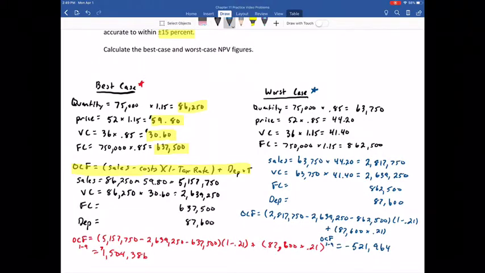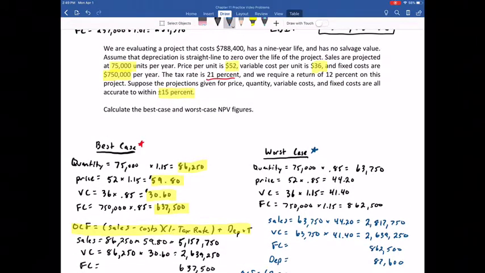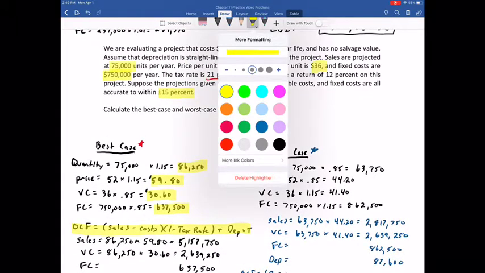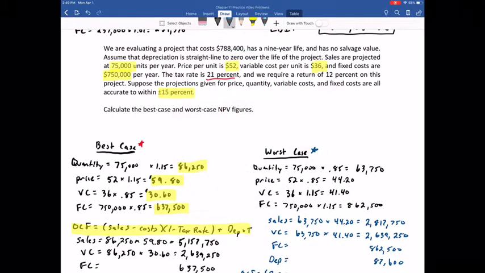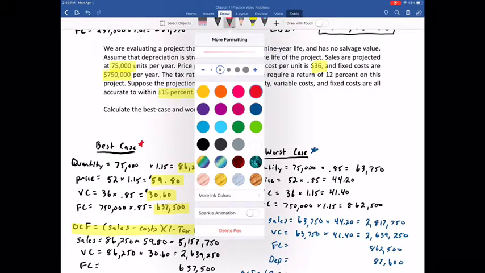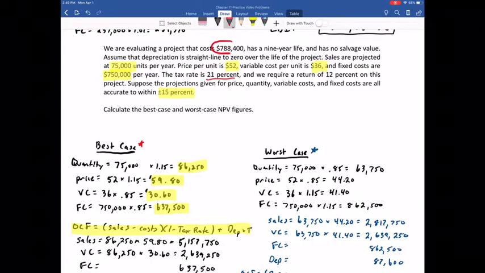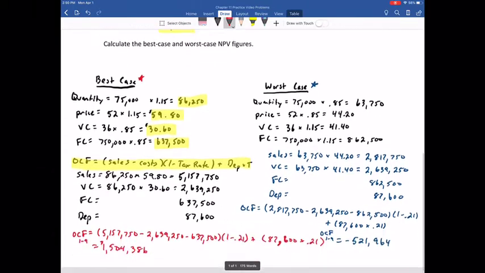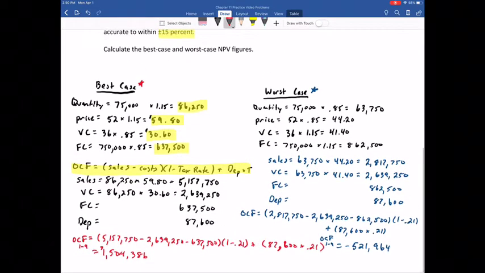It does not fluctuate. So now what we have done in this scenario is we know what our initial startup is, or our initial cost to start the project. The initial cost to start the project is $788,400. So that's your initial cost, your initial cash outflow. And then we have the cash flows for each of the 1 through 9 years based on whether or not we are evaluating a best case or worst case scenario.